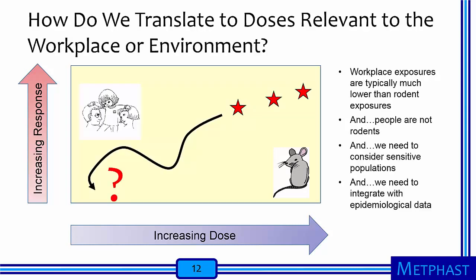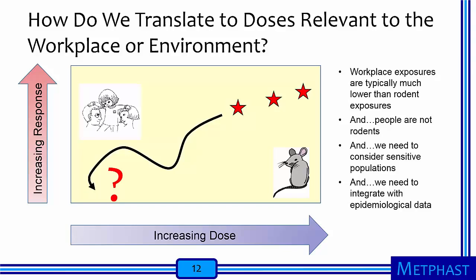How do we translate these high-dose rodent experiments to human populations? It is not trivial. Exposures in the workplace or other environments normally result in much, much lower doses than in rodent experiments. And people are not rodents. Their uptake and biological response is often very different than humans.